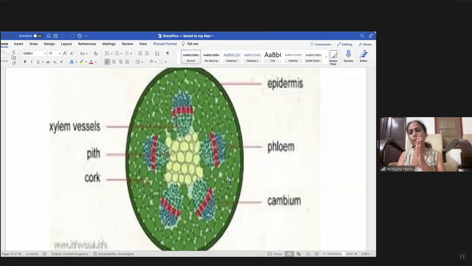So the cambium gives rise to both sets of pipes, the water pipes and the food pipes, which is the phloem and the xylem. And when these pipes die, the cambium is what is left behind as the ring. And those are called the annual rings. So as you count the number of rings, you will know the age of the plant.